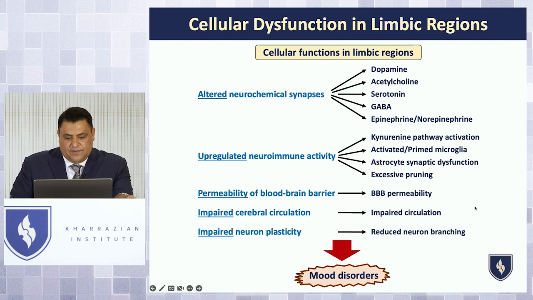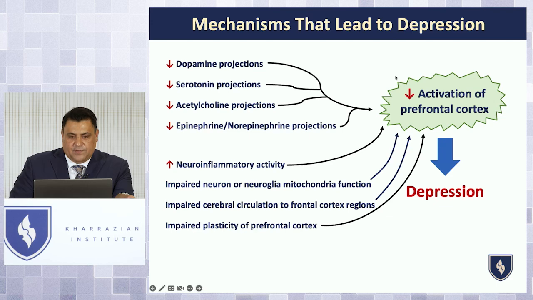And then here what I did is summarize with the last 3 slides. I summarized the cellular dysfunctions in the limbic regions that we went over, but specific to each type of mood disorder. So for depression: lack of these neurotransmitter responses, increased neuroinflammation, impaired neuron and microglial mitochondrial function, impaired cerebral circulation, impaired plasticity. All these things can decrease activation of the prefrontal cortex and lead to major depressive disorder. Our only focus here is depression that's chronic and long-term and doesn't respond to anything. These are the things you think about.